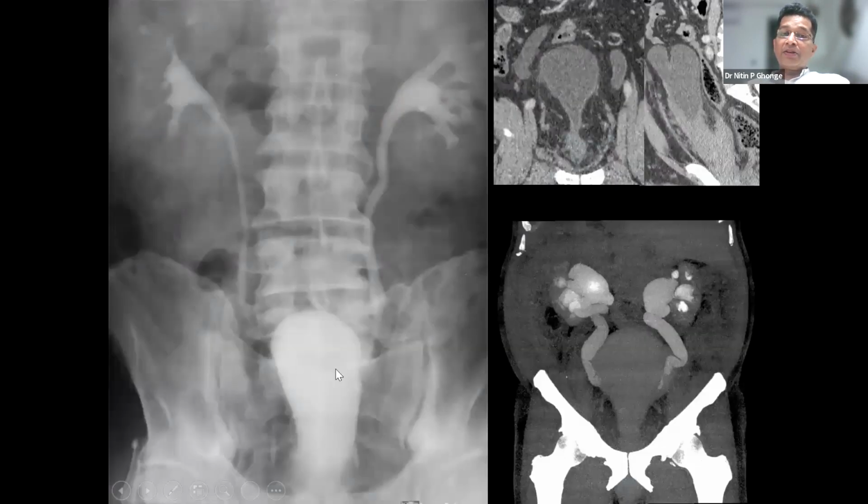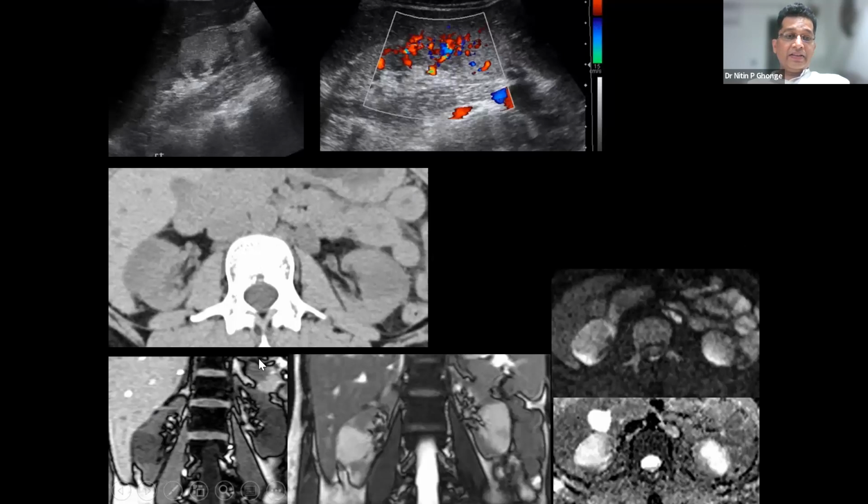This is another important entity which should be known to nephrologists also. This is pelvic fibromatosis. Pelvic fat is all inflamed. The bladder is all deformed. Flame-shaped elongated bladder, which can lead to hydronephrosis on both sides, hydroureter on both sides, as we can see in these images.